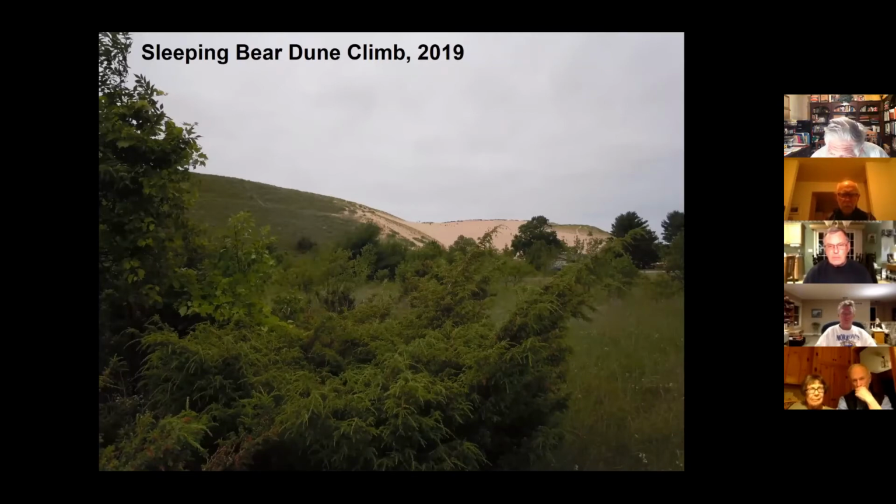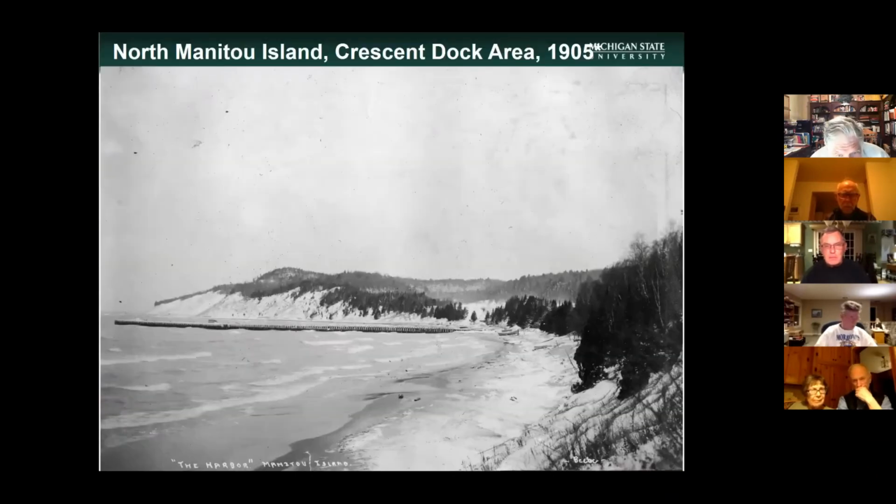And then this one might be my favorite one coming up. This is North Manitou Island. Kevin went out there, hired a boat. I paid for it. Out he goes. The Crescent Dock area in 1905. This was a logging era, and that dock was used to haul logs off. Crescent Dock area 1905, and there it is today.